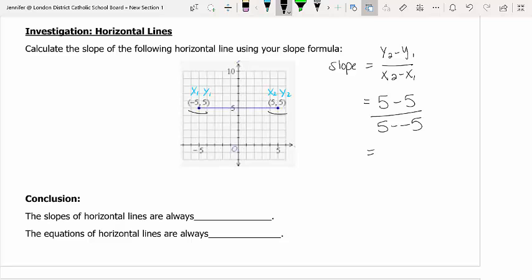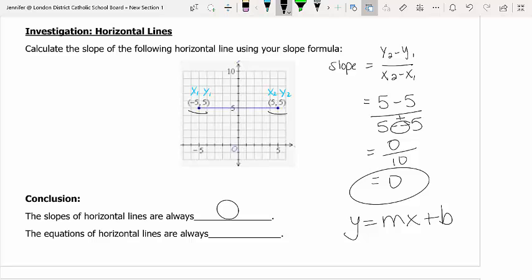Then let's do the math. So 5 minus 5 is 0. This is actually addition, so 0 over 10. So 0 divided by 10 is just 0. Okay? So this is going to happen every time you have a horizontal line. The slopes of all horizontal lines are always 0.